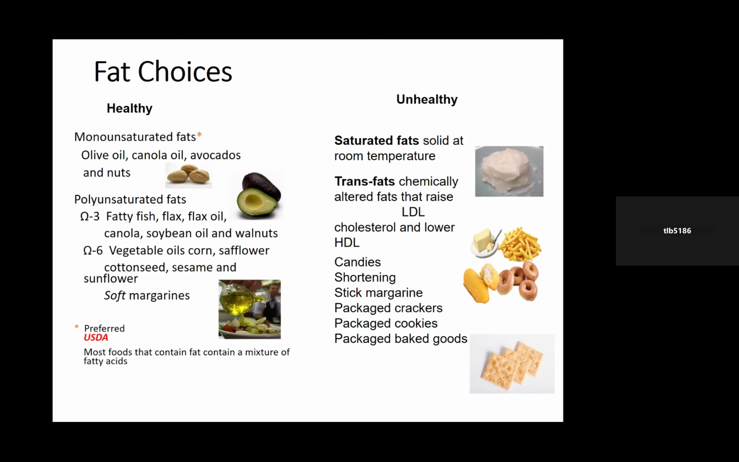Our good polyunsaturated omega-3 fats are our fatty fish, such as salmon, flax and flaxseed oil, canola, soybean oil, and walnuts. Omega-6 vegetable oils are going to be like canola oil, safflower, cottonseed, sesame, and sunflower oils. Those are healthy for you. You want soft, spreadable margarines or butters. And the reason that they are soft is we are adding polyunsaturated fats to those saturated fats to decrease the fat consumption.